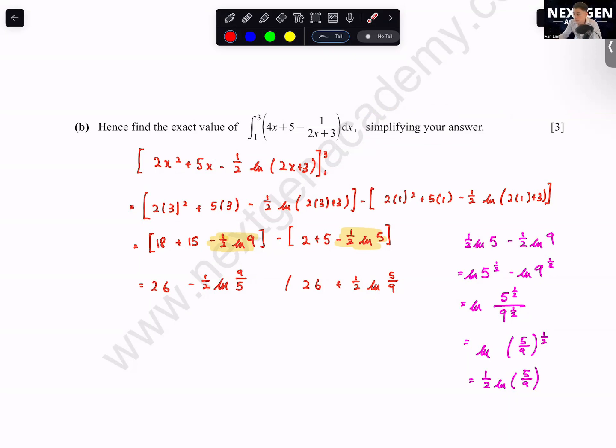What about 26 plus ln 5 over 3, or sec 5 over 3? Good question. I don't know. They never give that as an option. In the official mark scheme, they only gave these two as the option. So honestly, I don't know. It really depends how the marker is marking it.